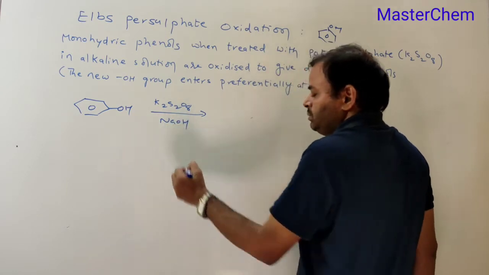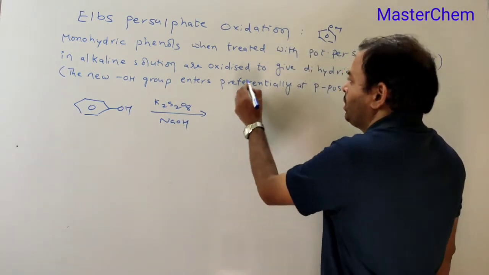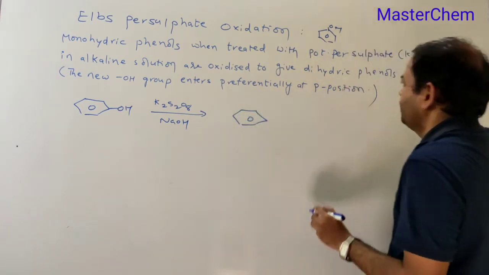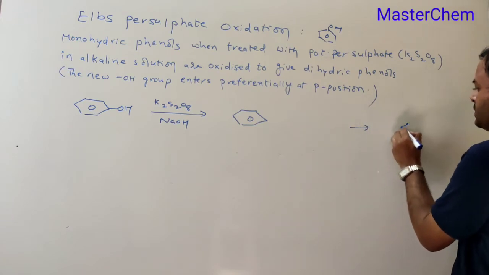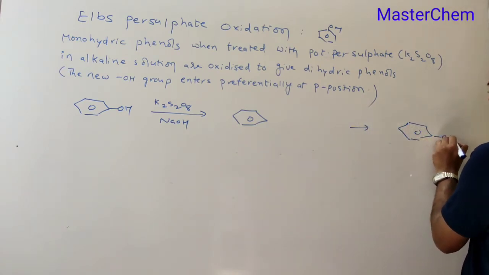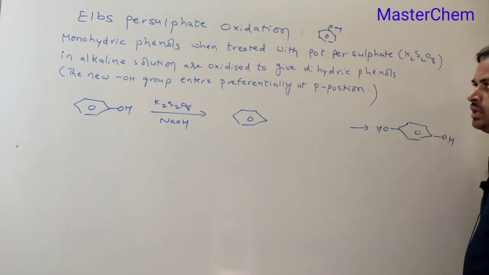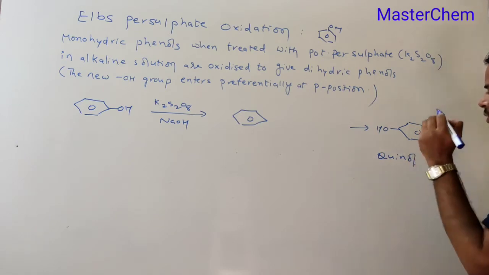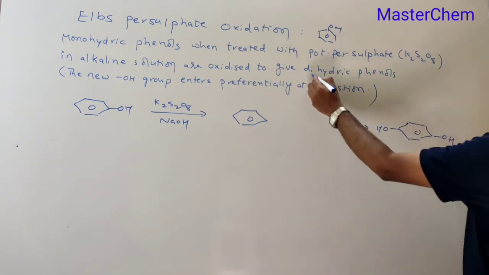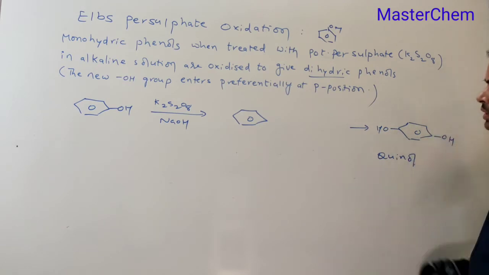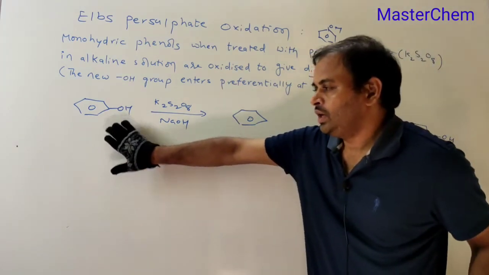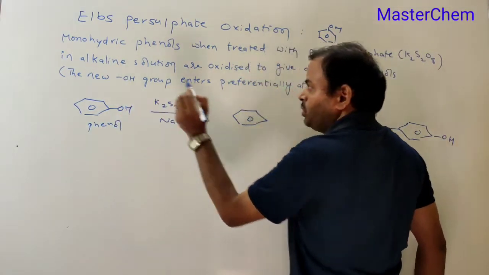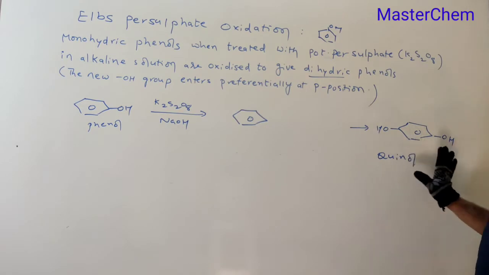In alkaline solution, that means basic solution, they are oxidized to give dihydric phenols. The final product is a dihydric phenol, with two OH groups. This particular compound is called quinol. Phenol is converted to quinol, which means monohydric is converted to dihydric.